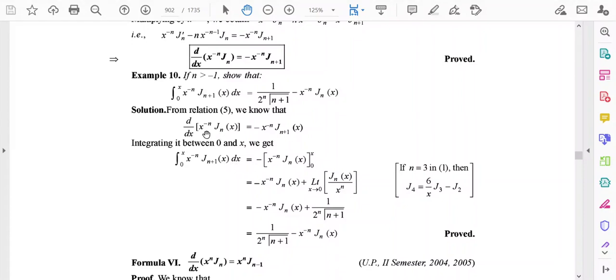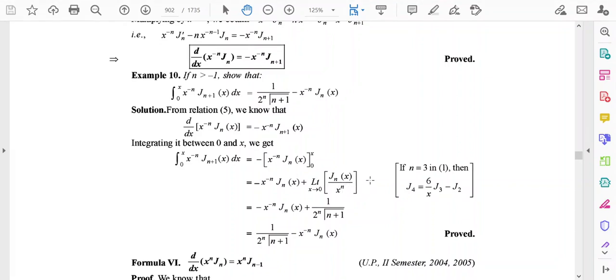And for the integration of the left side, we have kept a negative sign on the left side, and it is d of x to the power minus n Jn(x). So the integration of d of x to the power minus n Jn(x) will be x to the power minus n Jn(x), with limit 0 to x, and there is a negative sign over here. Now if we put the upper limit, the first term will be minus x to the power minus n Jn(x), and putting the lower limit, we can write this expression as limit x tends to 0 of Jn(x) divided by x to the power n.